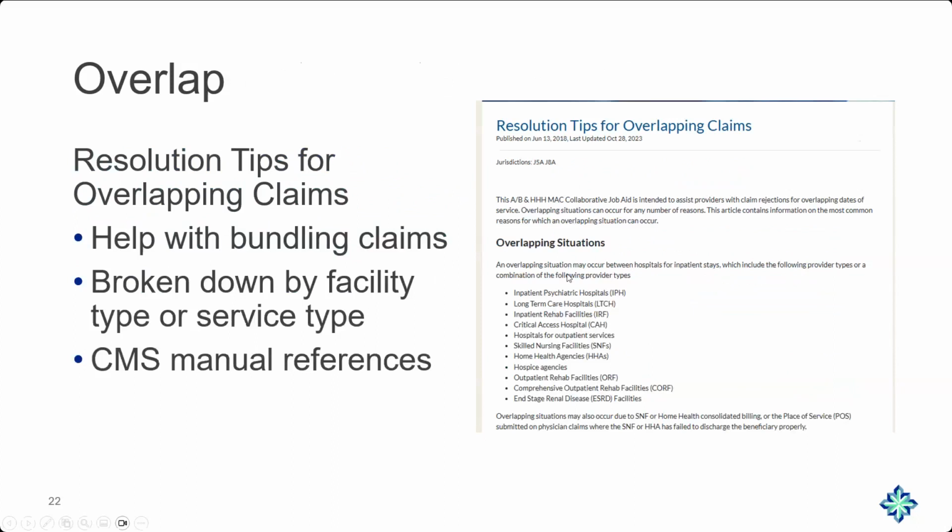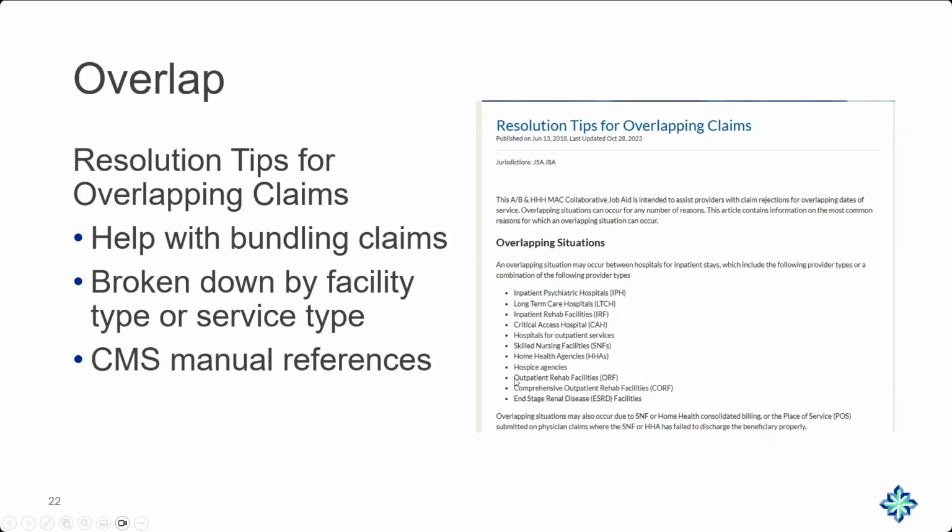Overlap. This talks about all the different types of overlaps that occur. Now, a lot of people say, why didn't I include inpatient psychiatric hospital? Well, that's because it's a hospital. Long-term care hospital. Again, hospital. So these are all the different ways and the methodologies in which a hospital can be paid. So outpatient services, critical access hospital, again, they're just different payment methodologies. We did talk about skilled nursing, home health, hospice, rehab facilities, or comprehensive outpatient rehab facilities, and then end-stage renal disease facilities. And so these are just all types of bundlings that occur.